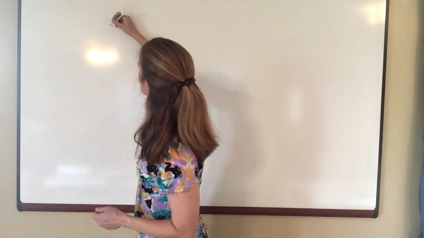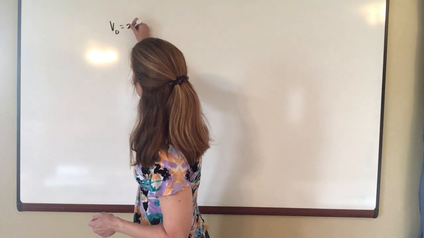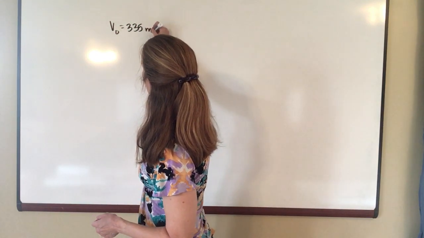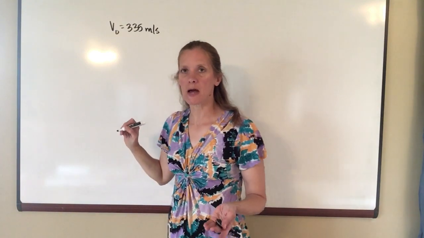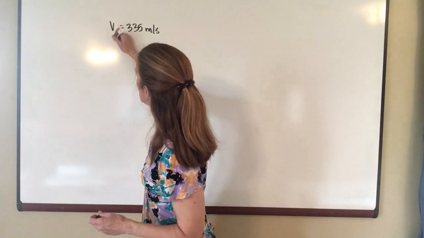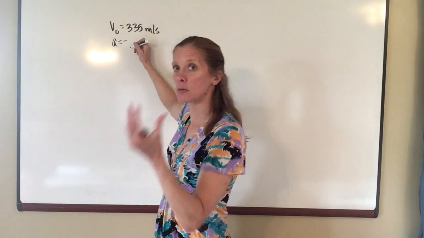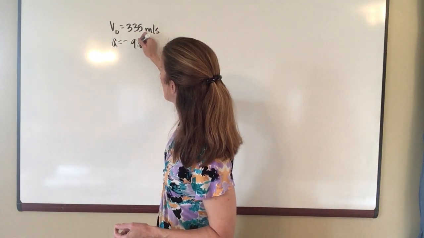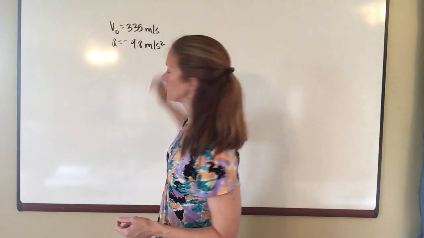Okay, so the first part of example 2.6, we're shooting a bullet straight up into the air with an initial velocity of 335 meters per second. We want to know the maximum height the bullet reaches before it falls back to the ground. So I know that initial velocity is 335 meters per second. The only thing that's going to be affecting that bullet once it's fired is gravity. So the acceleration, because acceleration pulls downwards, is a negative 9.8 meters per second squared.